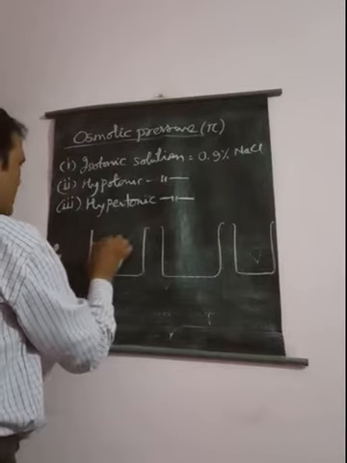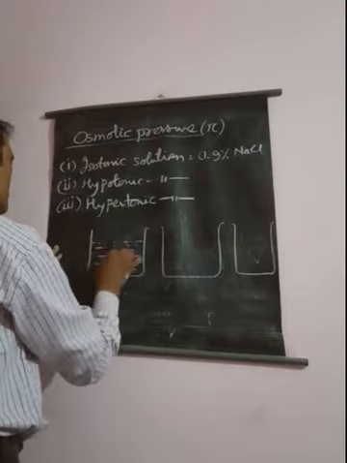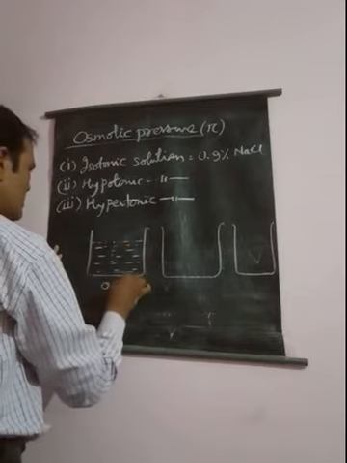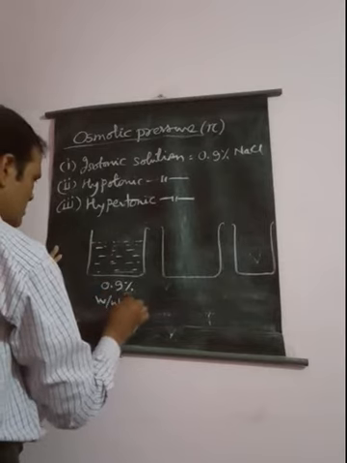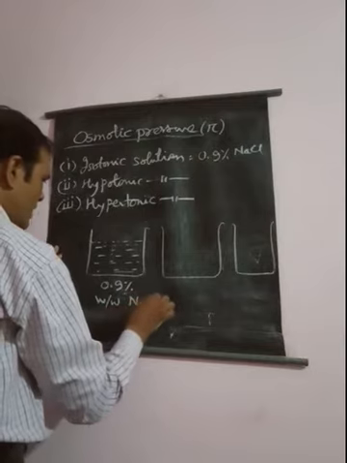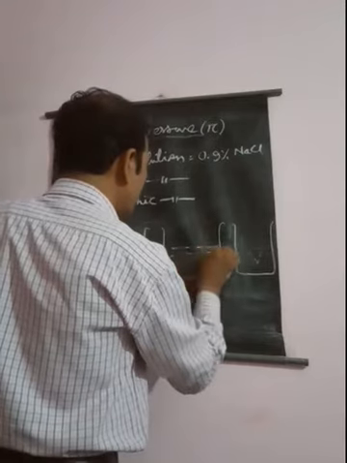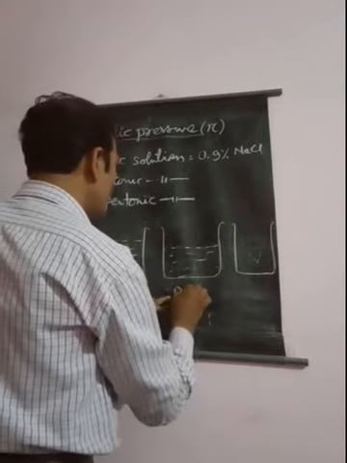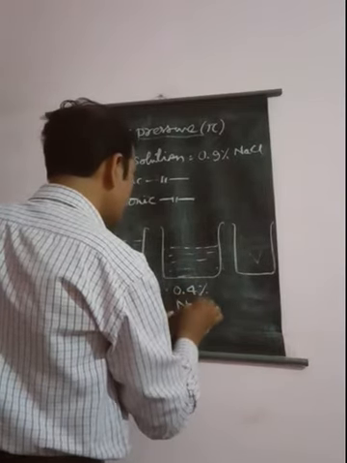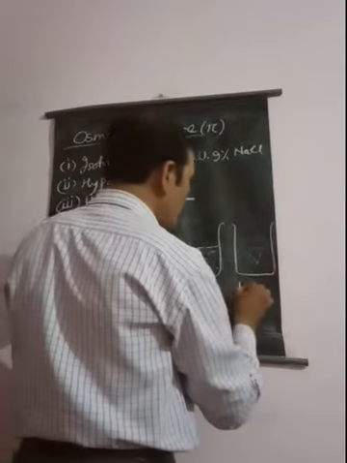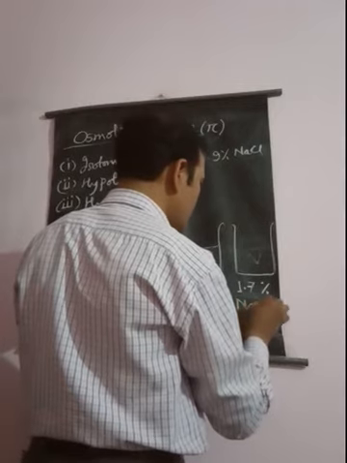So suppose we are taking here this solution, the concentration of this solution is 0.9% mass by mass NaCl solution. And here in the other container, we are taking 0.4% mass by mass NaCl solution, and here we are taking 1.7% mass by mass NaCl solution.